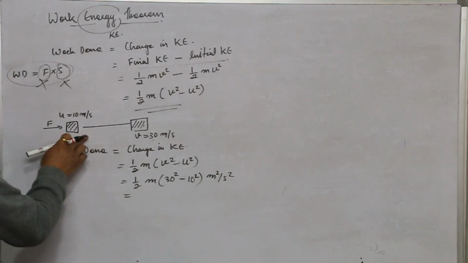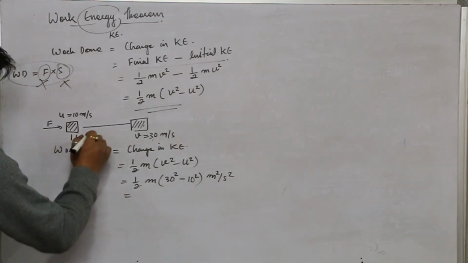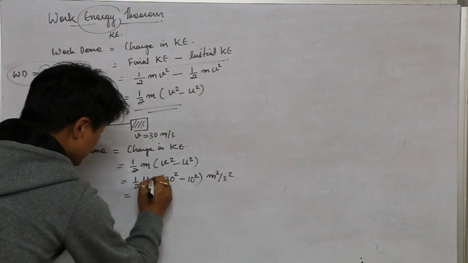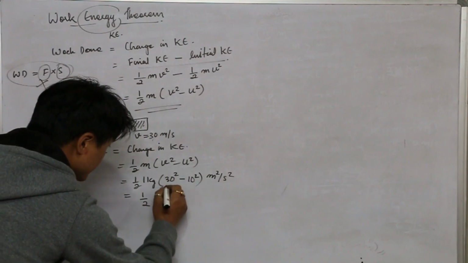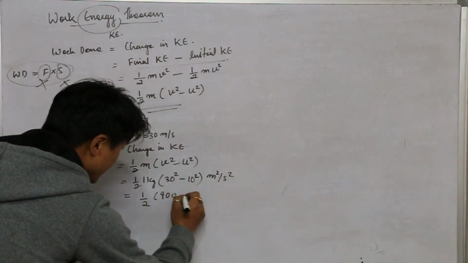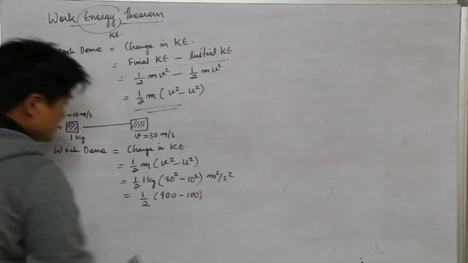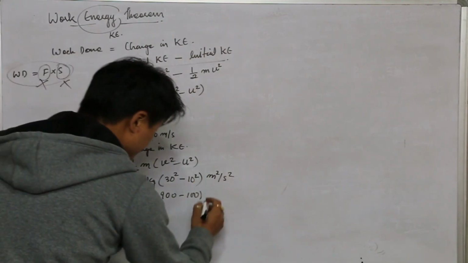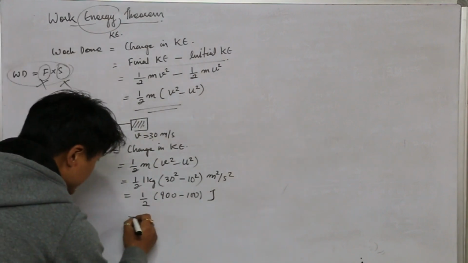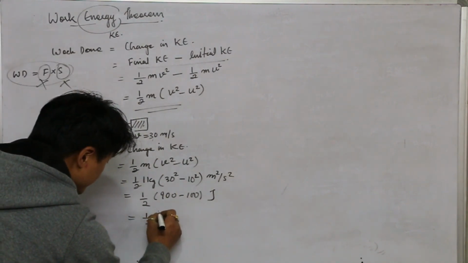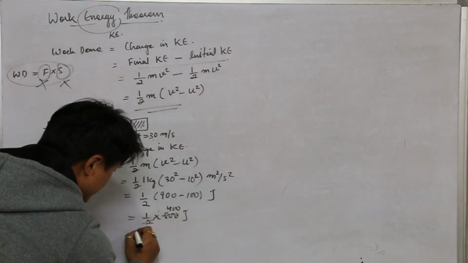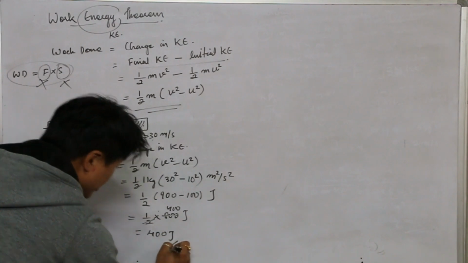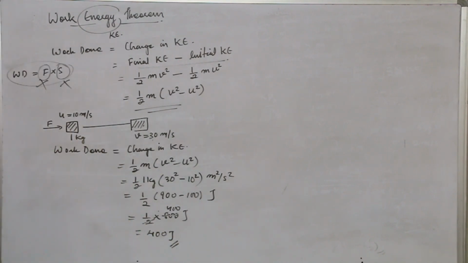Okay. Suppose the mass of the body is 1 kg, so this will become 1 by 2 into 900 minus 100 kg meter square per second square, which is joule, equals 1 by 2 into 800 joule, which is 400 joule. Here the work done by the body is 400 joule and the work done is positive.